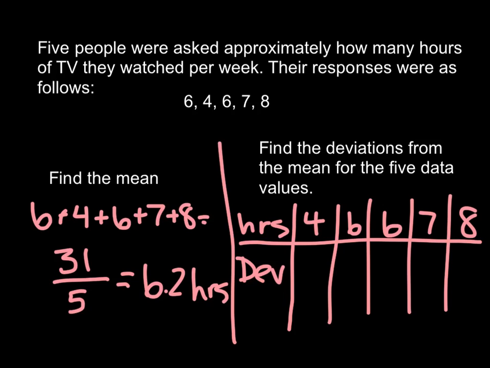Now we need to take the mean, and then we need to take the number of hours and subtract the mean. So for the first one, it would be 4 minus 6.2, which would give us a negative 2.2, negative 0.2, negative 0.2, 0.8, and 1.8. Notice that at some point the numbers are positive instead of negative.